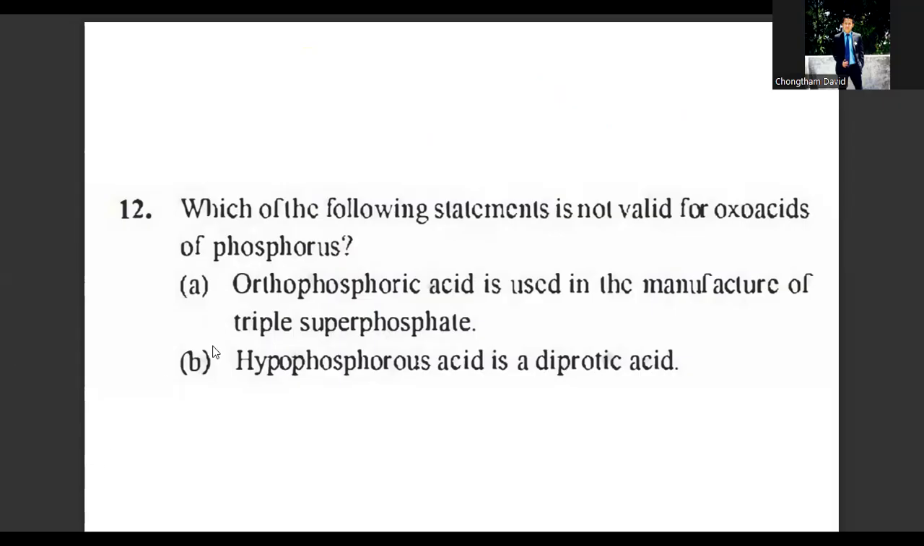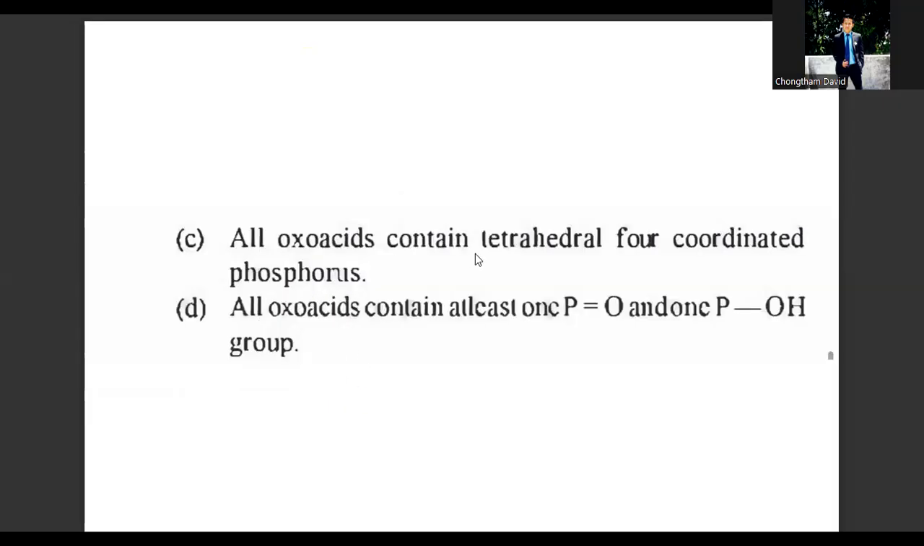A. Orthophosphoric acid is used in the manufacture of triple superphosphate. Hypophosphorus acid is a diprotic acid. You are required to find the statement which is not valid. Okay. All the oxo acids contain tetrahedral 4-coordinated phosphorus atom. All the oxo acids contain at least one phosphorus double bond oxygen and phosphorus hydroxy group.